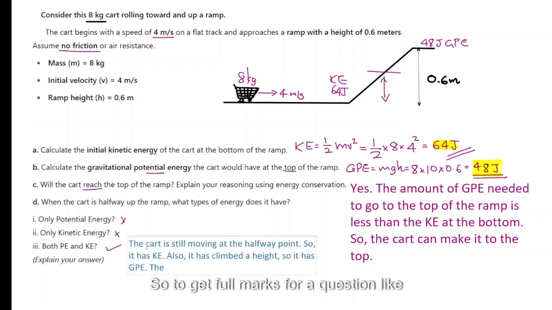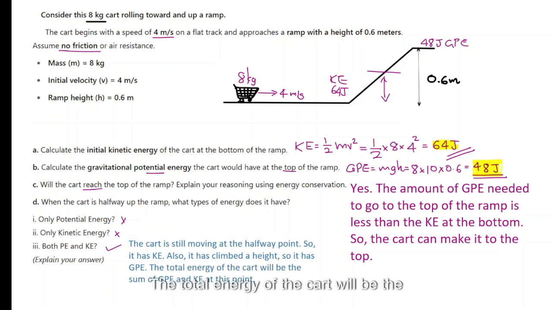So to get full marks for a question like this, I would say, the cart is still moving at the halfway point, so it has kinetic energy. Also, it has climbed a height, so it has GPE. The total energy of the cart will be the sum of GPE and KE at this point. So the answer is the third one, both PE and KE, potential and kinetic energy, and here's the explanation.